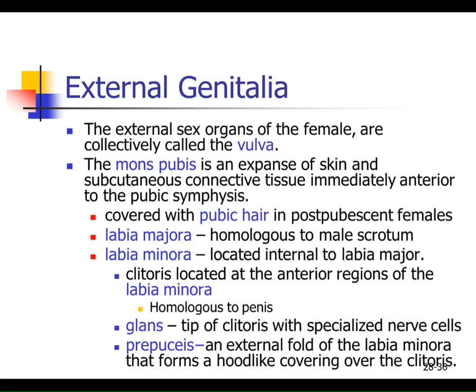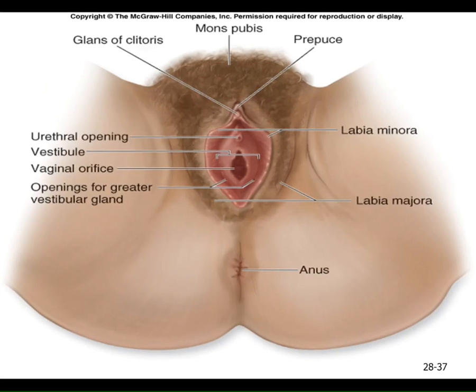And the clitoris, again, is homologous to the penis as far as the glans. The tip of the clitoris. And the prepuce is basically the little fold over the labia minora, also similar to the foreskin of the penis. Taking a look at this picture is the only place I have anything that shows the vestibular glands.